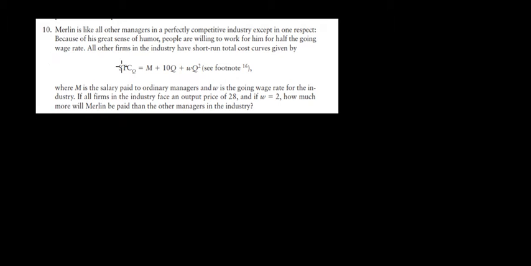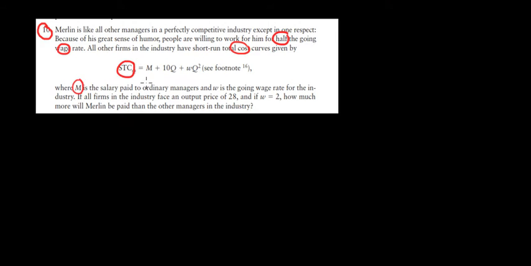Let's have a look at question 10 in this video. So we have this guy Merlin, who is like all other managers except that he's really funny. He has a sense of humor, so people are willing to work for him for half of the wage. So people are willing to work for less, meaning that the firm can save on costs. That's the intuition. Now we have the total cost in the company given by this function.